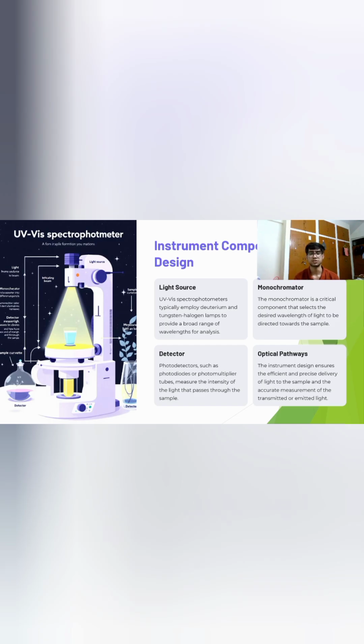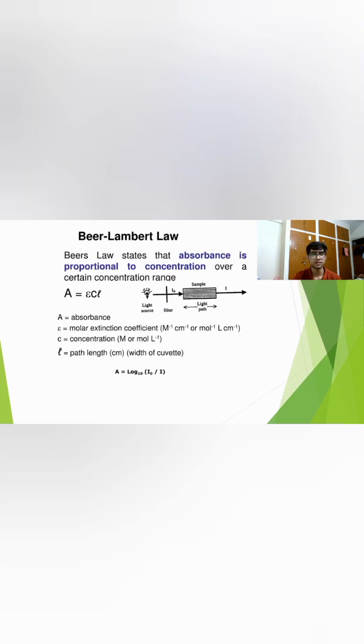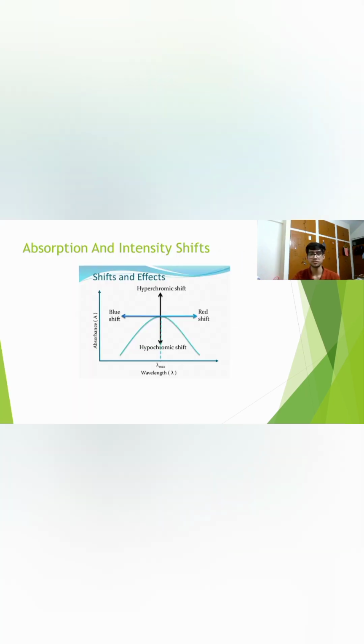So first of all is light source. UV visible spectrophotometers typically employ deuterium, tungsten, or halogen lamps to provide a broad range of wavelengths for analysis. Next is monochromator. The monochromator is a critical component that selects the desired wavelength of light to be directed toward the sample. As we can see here, the filter which is used in the figure is also called monochromator, which changes the simple light into monochromatic light.